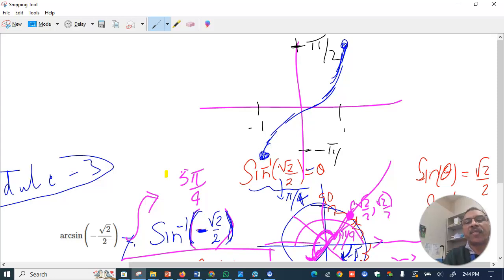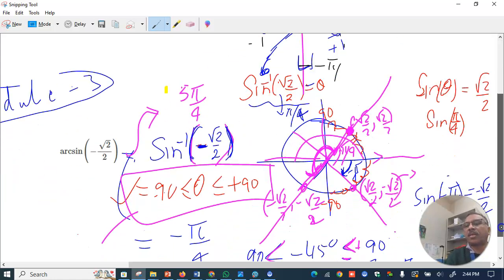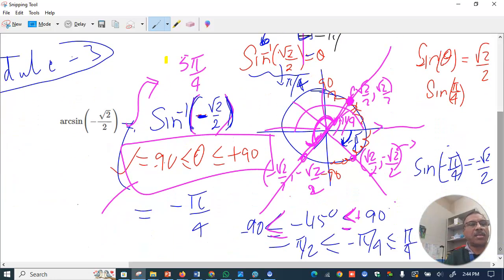So the graph of sine inverse has domain -1 to +1, but the range is from minus pi by 2 to plus pi by 2. So I hope this takes care of knowing the answer. Let's move on to another one.